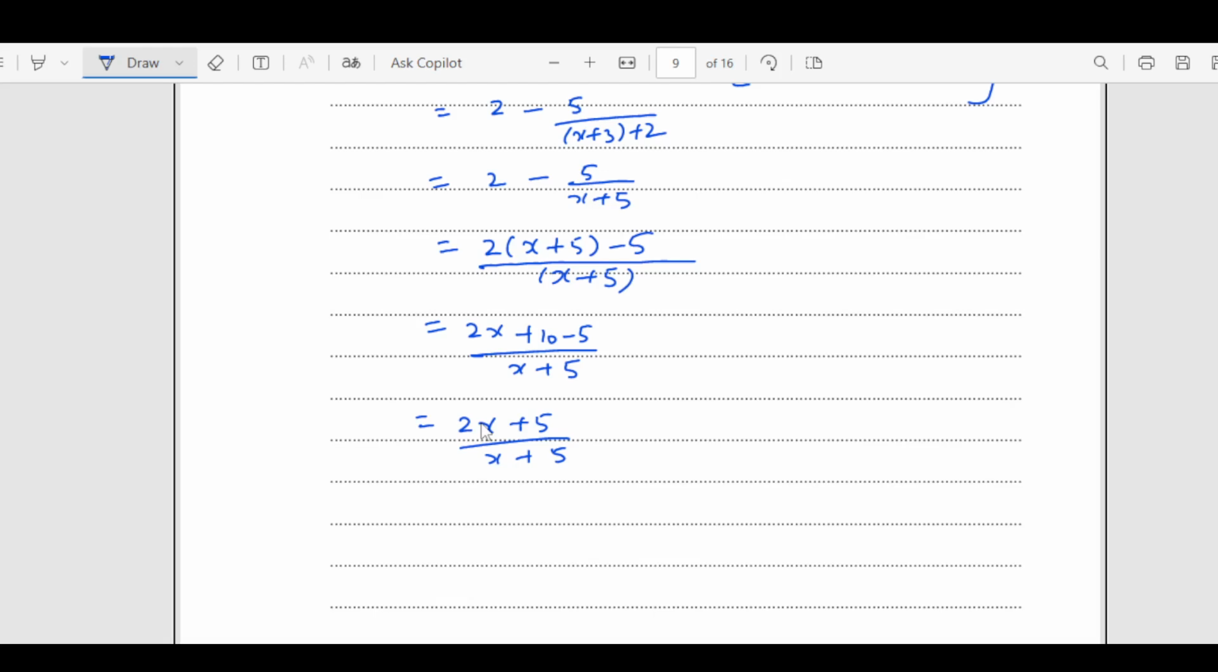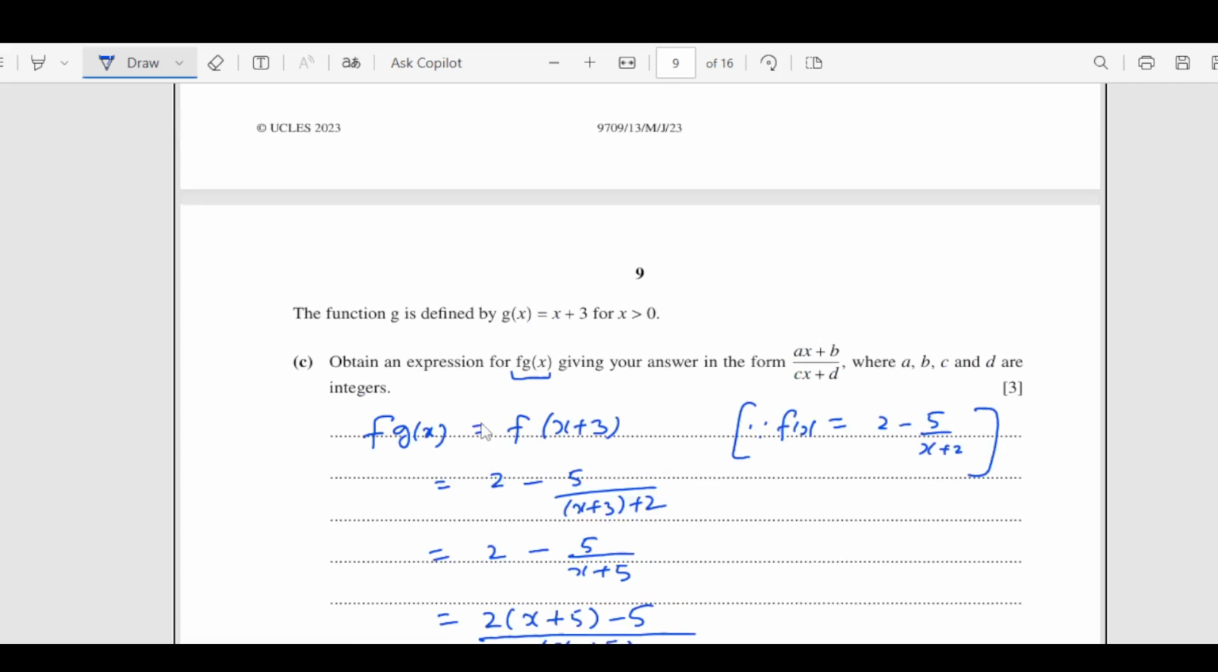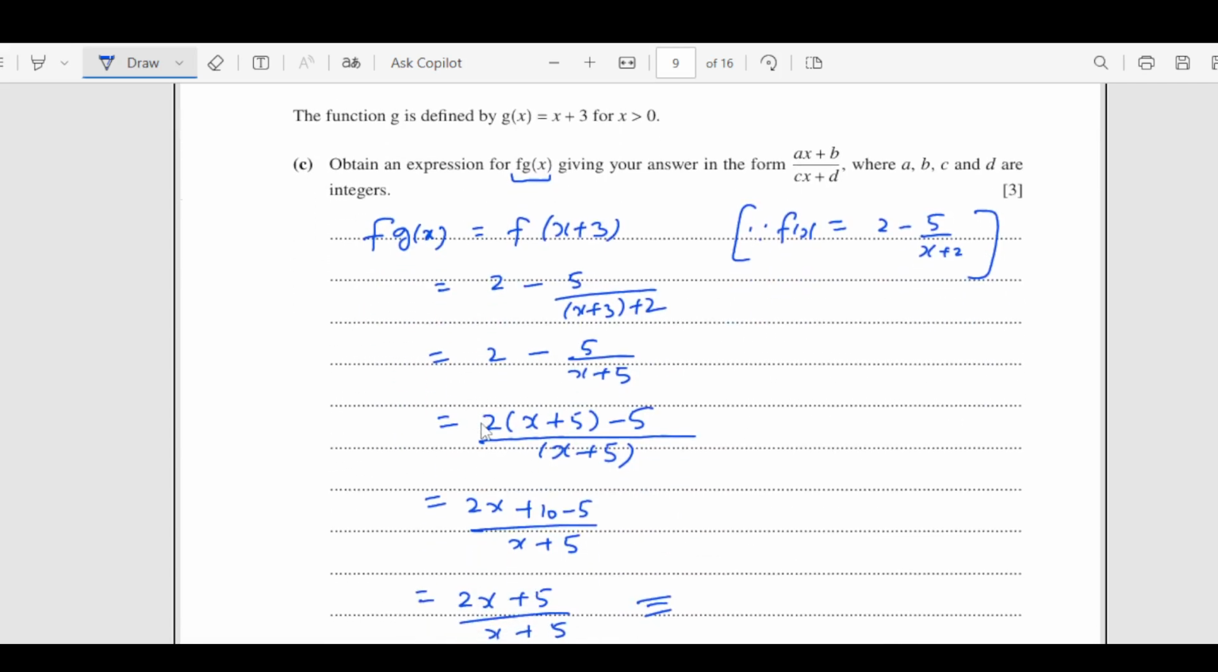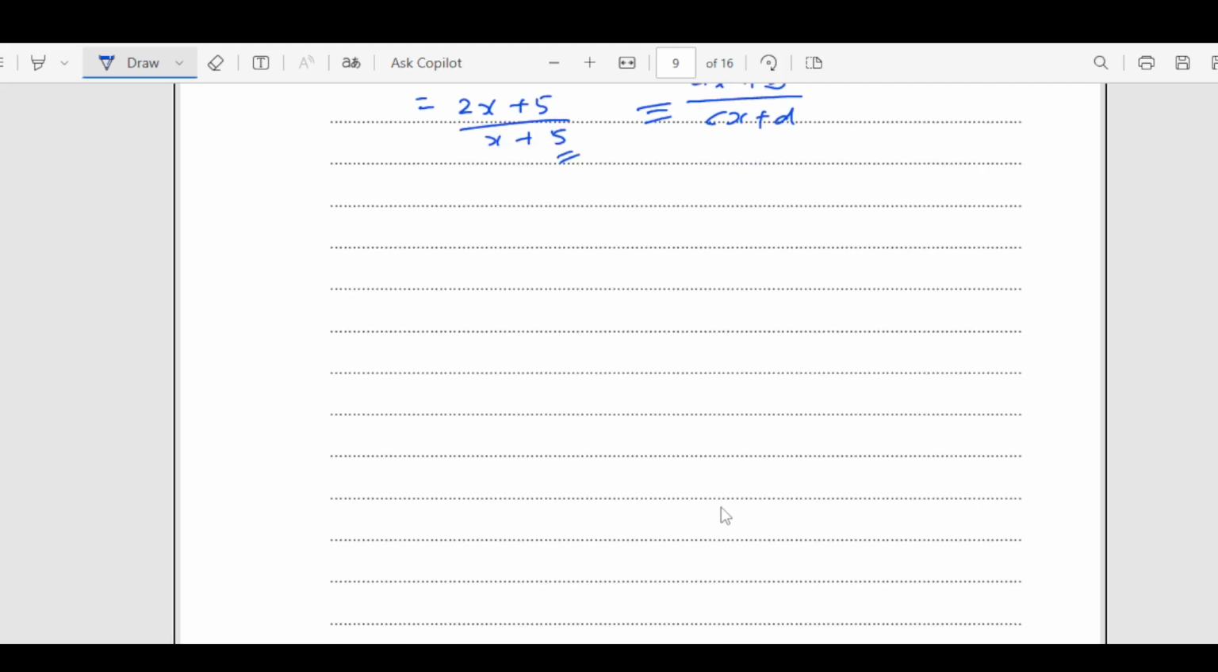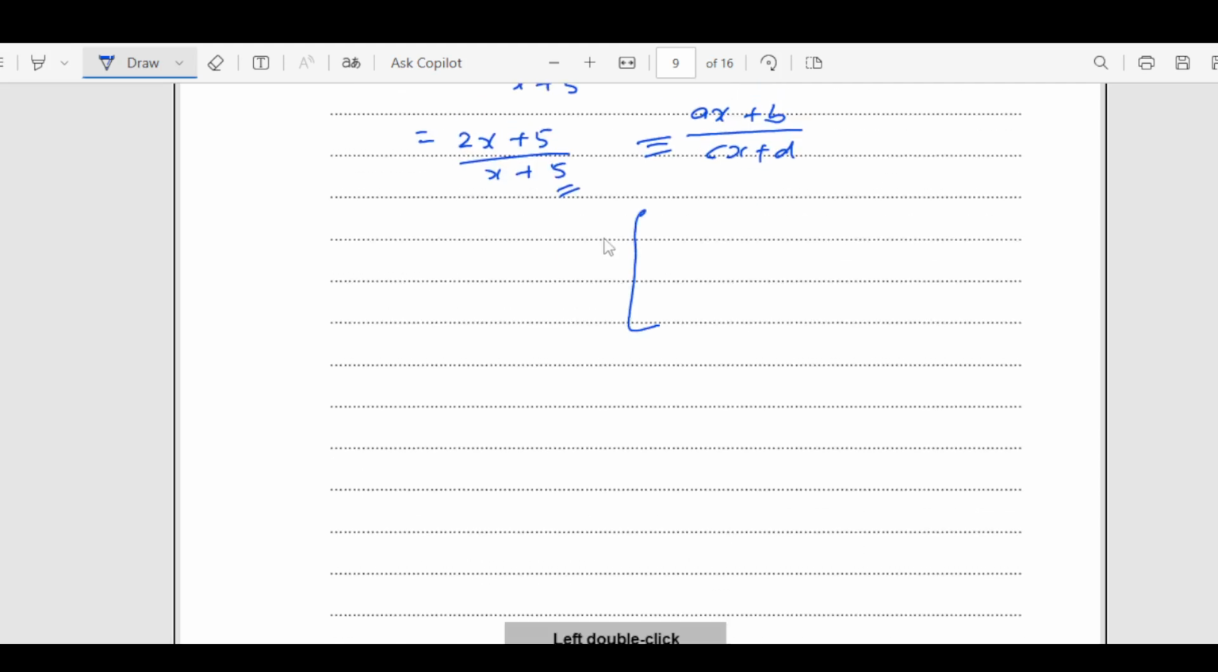So this is going to be our answer, as this is equivalent to what we were asked: write it in the form (ax + b)/(cx + d). If you compare, we have a equals 2, b equals 5, c equals 1 and d is 5. So we have written it in that form. Hence it is proved.